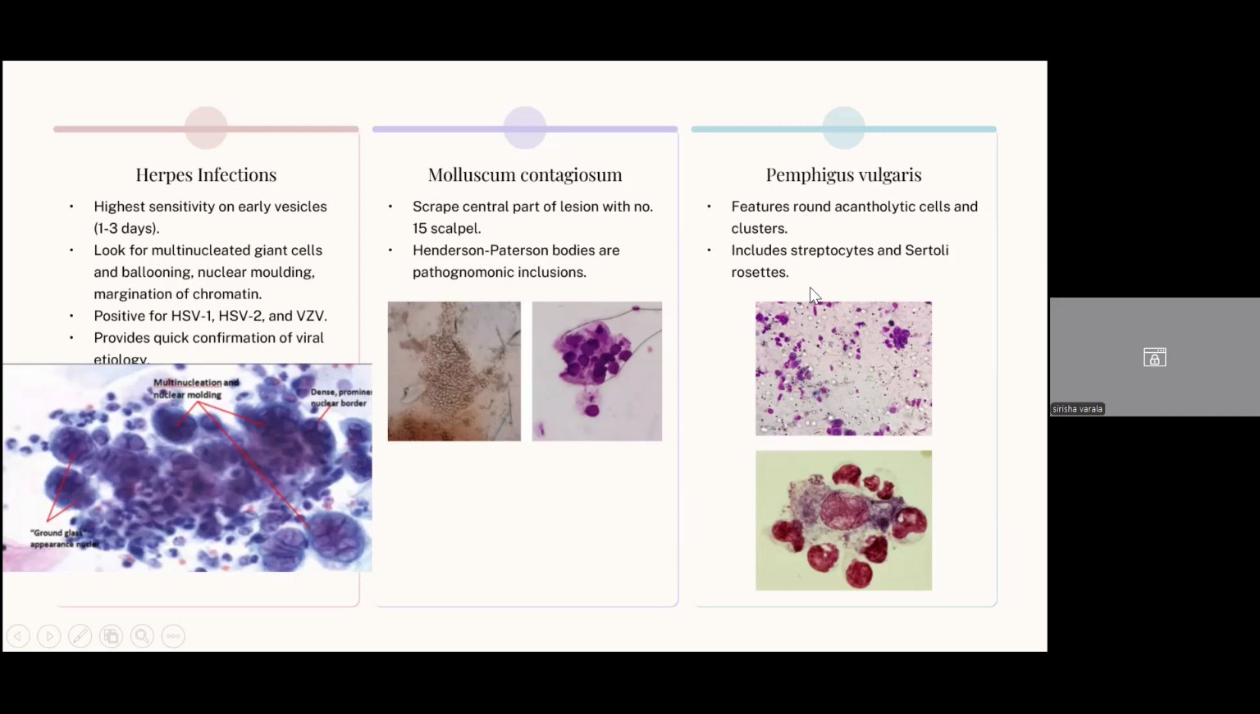Not just this, we can also see streptocytes and Sertoli rosettes. Streptocytes are white blood cells, leukocytes, which are arranged in chains. This is a Sertoli rosette. So this is a keratinocyte which is surrounded by leukocytes, like a ring, which is a Sertoli rosette.